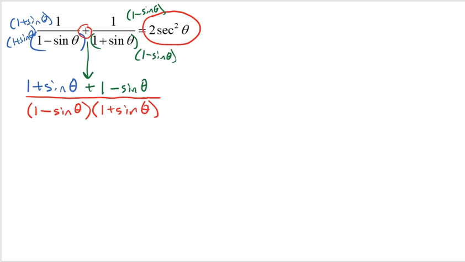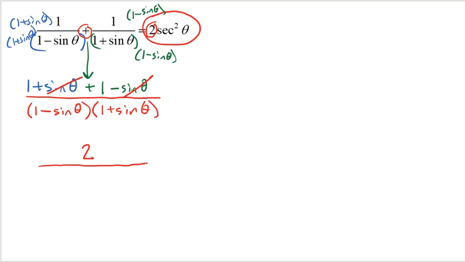Okay, so let me clean this up and reduce. On top, 1 plus 1 is 2. The positive sine and the negative sine make a 0, so they're gone. So the only thing I have on top is a 2, which is good news because look at my answer. It has a 2.